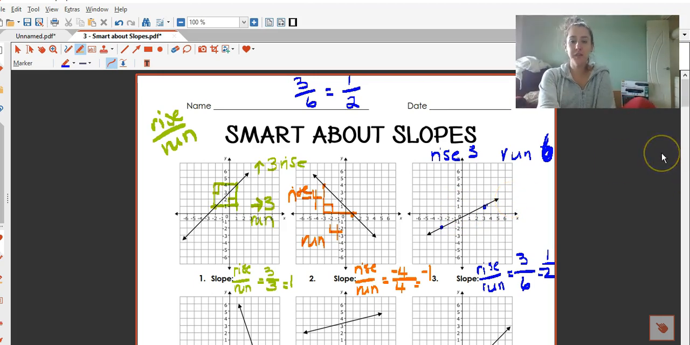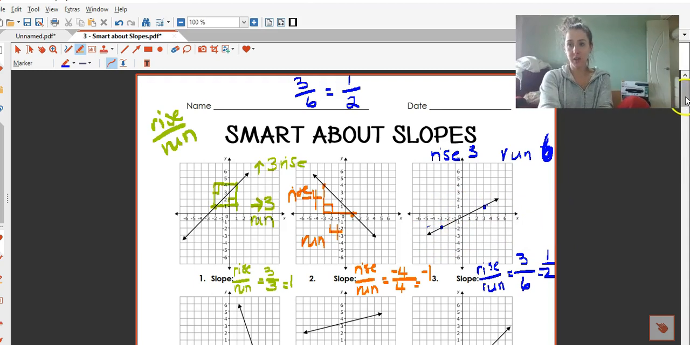So make a few predictions about what you think it might look like if it had a gradient greater than 1. Is it going to be steeper or shallower? Okay, so if it's greater than 1, it is going to be steeper than this one. And if it's less than 1/2, it's going to be shallower. If it was 1 over 4, it's going to go up 1 and across 4, so it's going to be shallower.